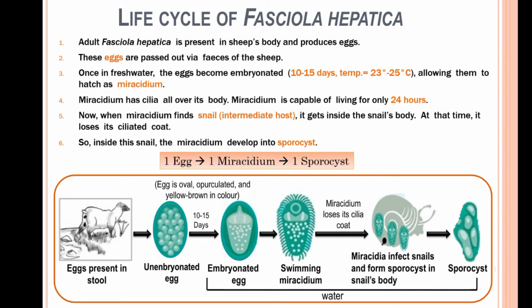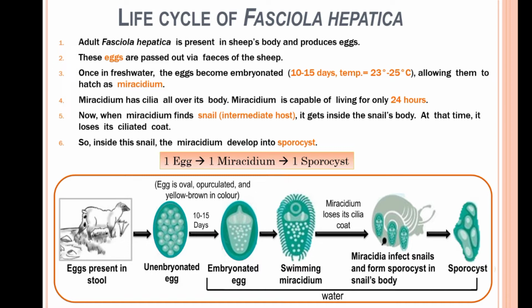Imagine an adult Fasciola hepatica is present in sheep's body and produces eggs. These eggs are passed out via feces of the sheep. So now the eggs are out of animal's body. Once the egg reaches fresh water, the eggs start to develop and become embryonated in around 10 to 15 days at an optimum temperature of 23 to 25 degrees Celsius. Egg is oval, yellow-brown in color and operculated, which means it has a lid-like structure.